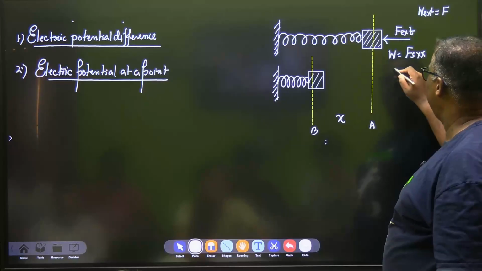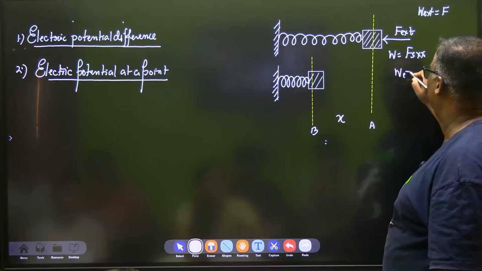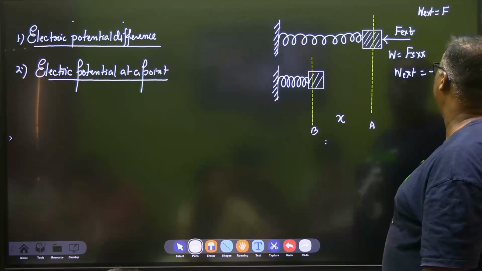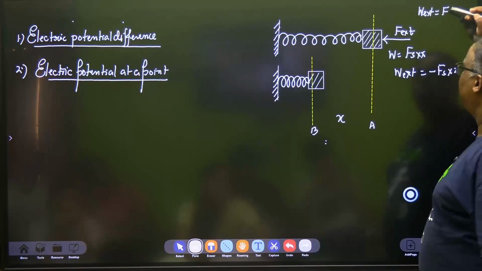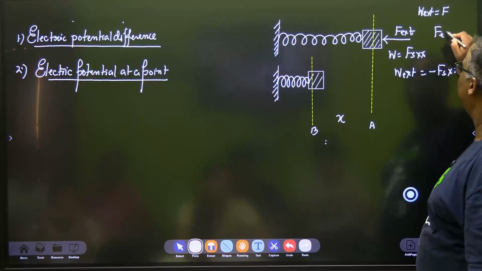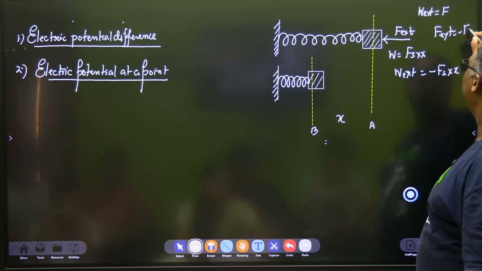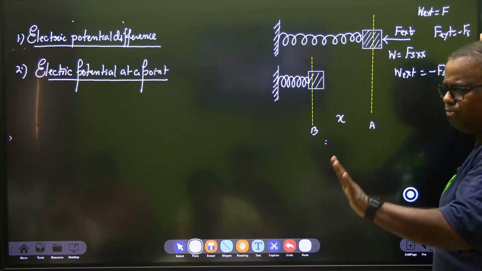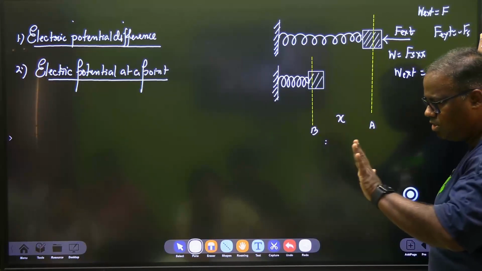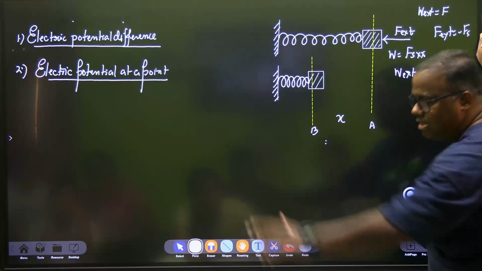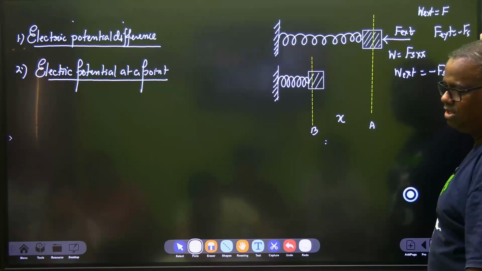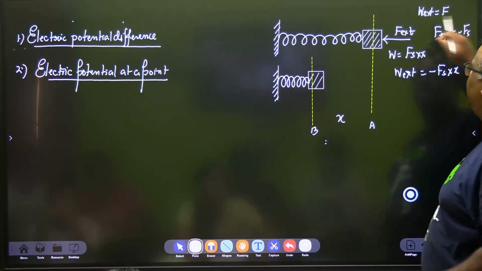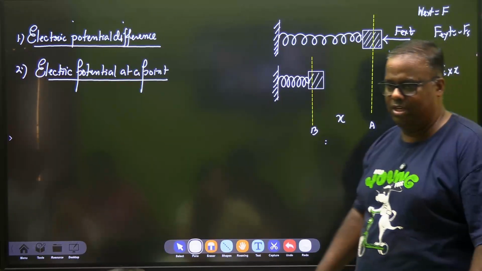So can I now say that the external work done can also be represented as the negative of the spring force multiplied by x? External work, because the external force is just opposite to the spring force. Yes or no? Work done by the spring force is how much? Work done by the external force is F_ext into x. What is the work done by the spring force? Spring force into x. But if we try to see the spring force work, it is negative of the external work. Did you understand this much or not?